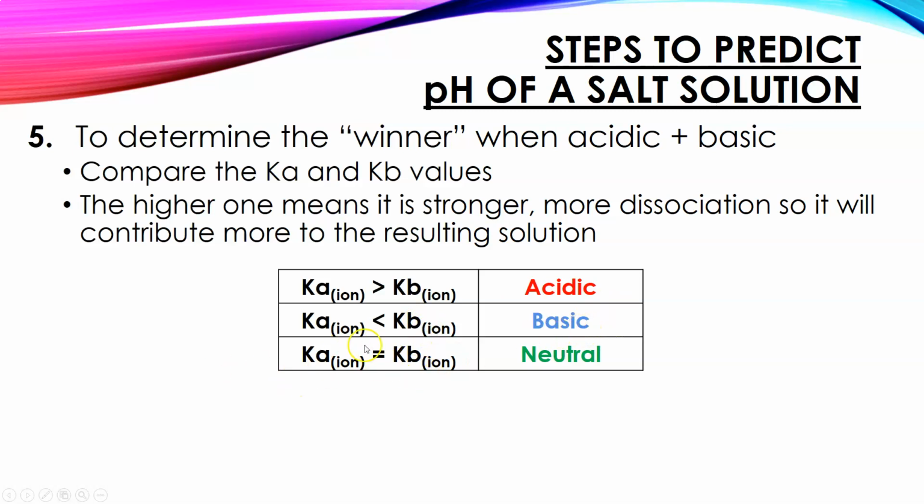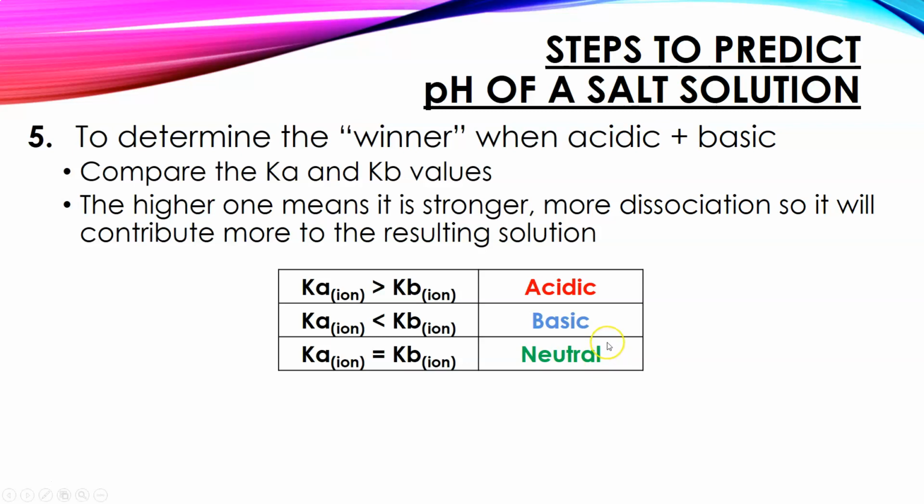If they equal each other, which is not common, but it could happen, then it will end up neutral because all of your hydrogens and all of your hydroxides will cancel out. So you'll end up neutral again.